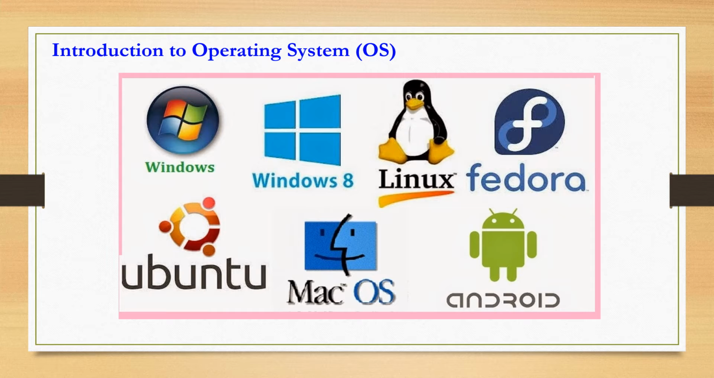As you can see here in the pictures, there are a variety of operating systems. Windows 8 is there, Linux is there, Ubuntu is there, Fedora is there, Mac OS is there, which is used for the Apple laptops, MacBooks, and Android is there, which we use for mobile phones.